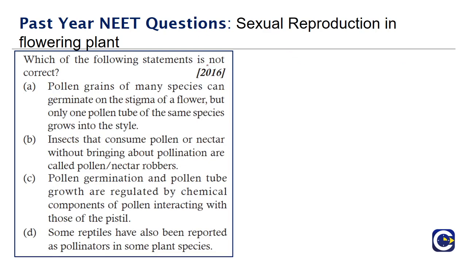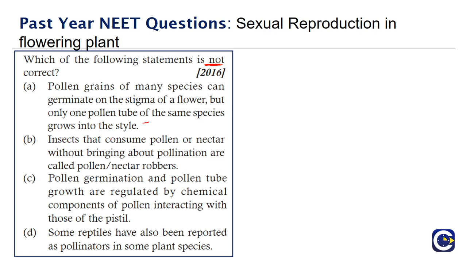Which of the following statements is not correct? Pollen grains of many species can germinate on the stigma of a flower, but only one pollen tube of the same species can grow into the style. So this seems a doubtful one.